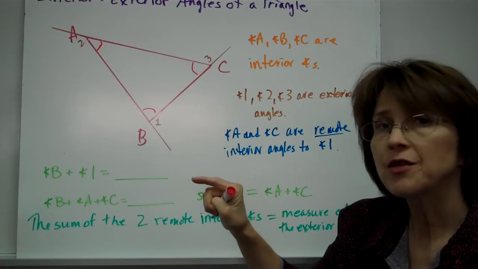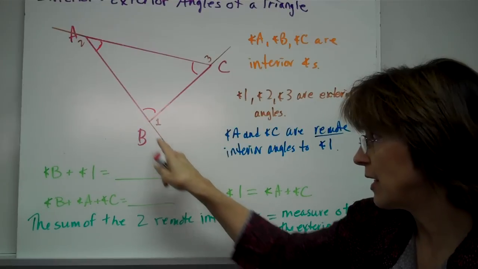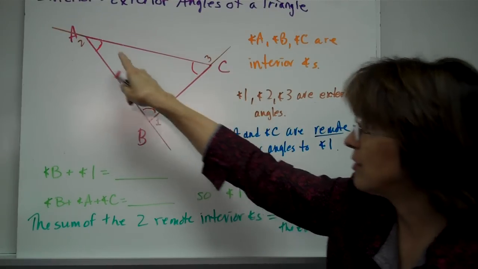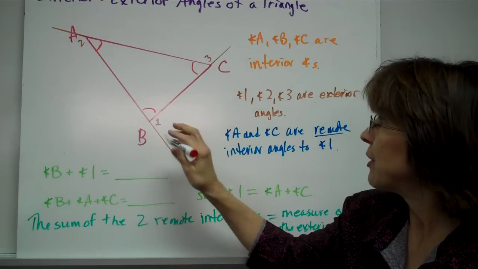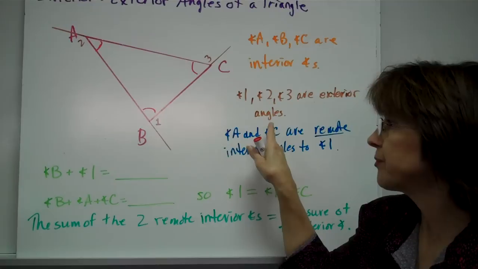It turns out that we can also think of triangles as having exterior angles. If we just extend a side, we make a little angle there. We extend the other side, another angle, and another one. We call those angles 1, 2, and 3, and they're exterior angles.